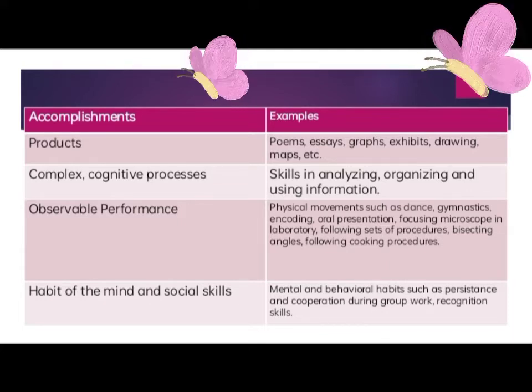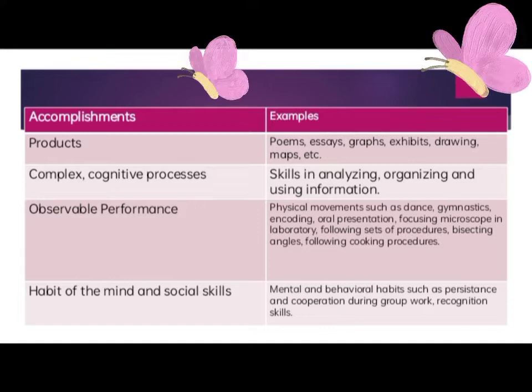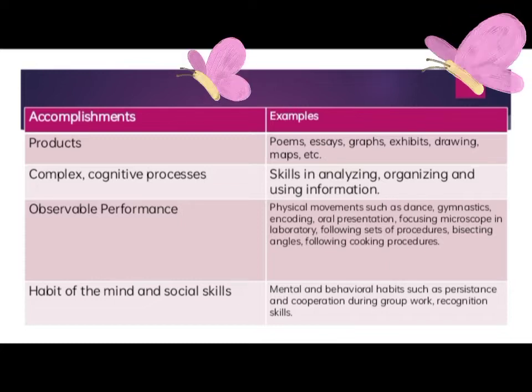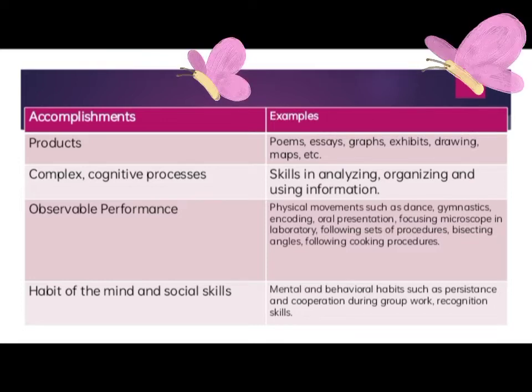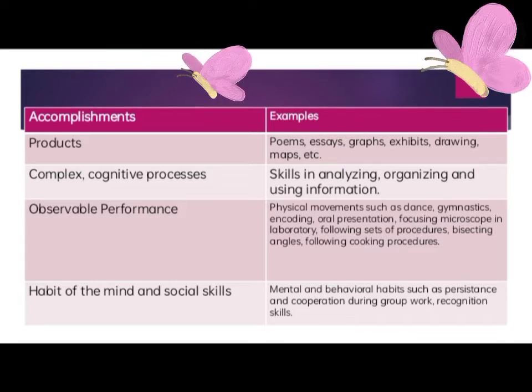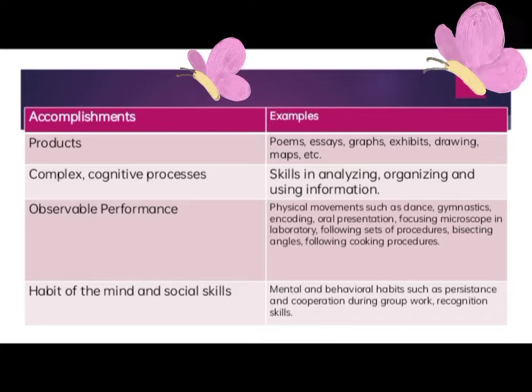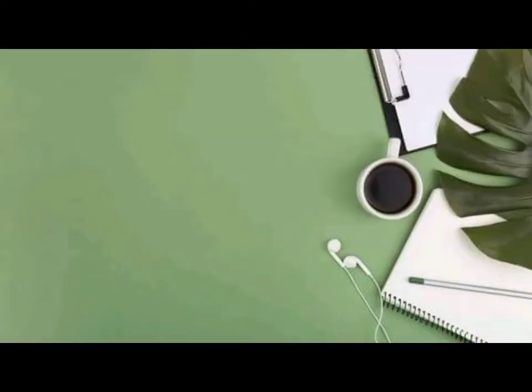In observable performance, examples are physical movements such as dance, gymnastics, encoding, oral presentation, focusing a microscope in the laboratory, following sets of procedures, bisecting angles, and following cooking procedures. And the last one is habits of the mind and social skills. Here are some examples: mental and behavioral habits such as persistence and cooperation during group work, recognition skills.